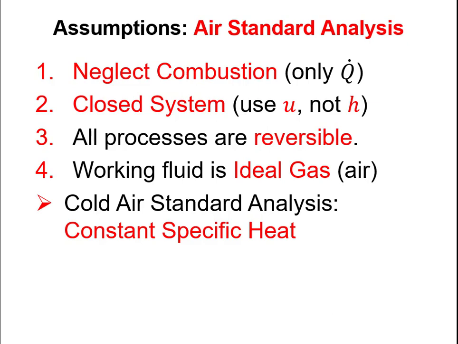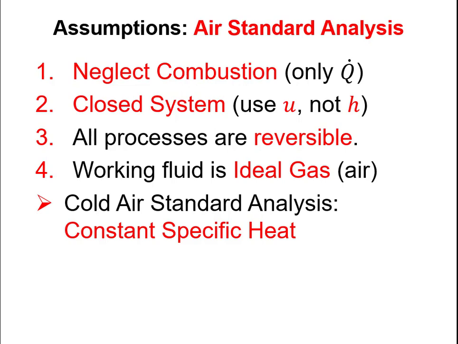We assume that the system is always closed. We assume that all processes are reversible, and we assume that the working fluid is an ideal gas. In our last example, we also showed that you can solve these types of problems assuming that specific heat is variable or that specific heat is constant. So if you haven't looked at our Otto cycle example, I'd encourage you to do that now.